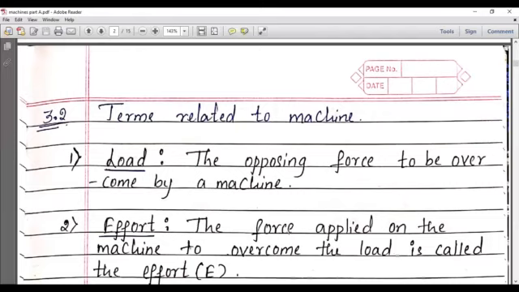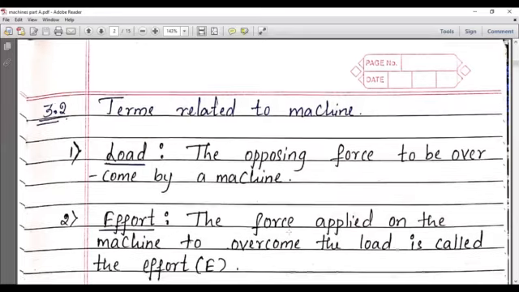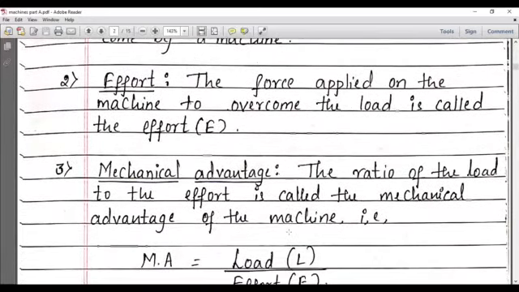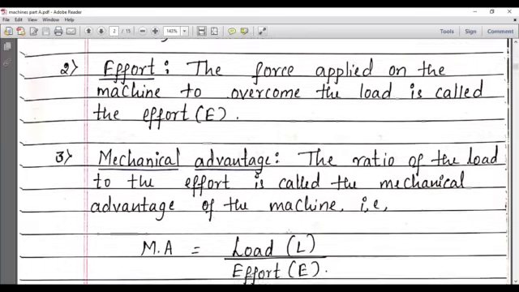The second one is effort. The force applied on the machine to overcome the load is called the effort. So to crack a nut using a nutcracker, you are applying some amount of force. That force is nothing but the effort. To cut the cloth, you are applying some force on the handles of the scissor, and that is nothing but effort.